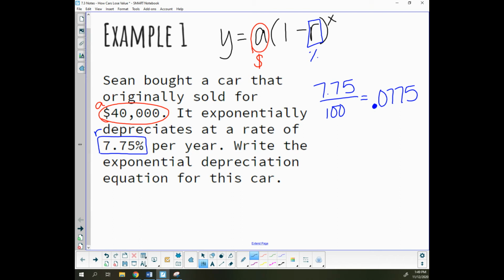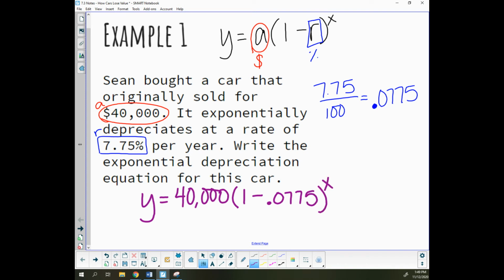Okay, so I'm going to plug in. I'm always going to start with my y equals, because it is an equation, so I need to have a y and an x. The a value that they gave me was 40,000. And then I'm going to have 1 minus the rate that I converted, 0.0775. And they didn't give us an x value, so right now, what we're going to do is just leave it as that to the power of x.